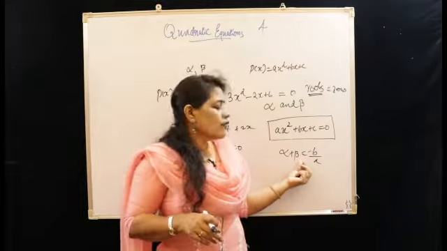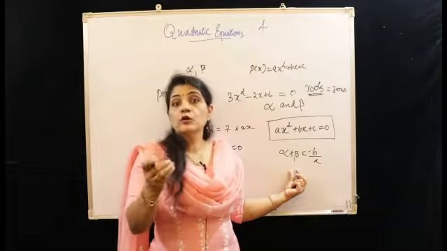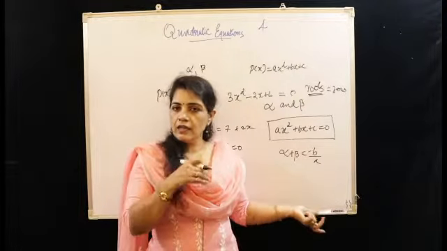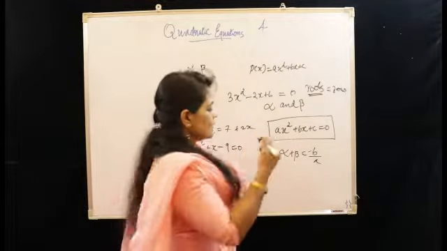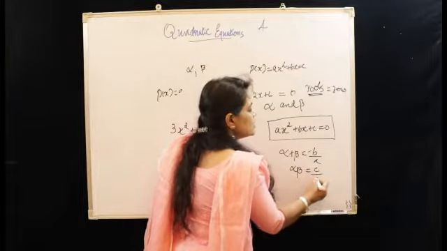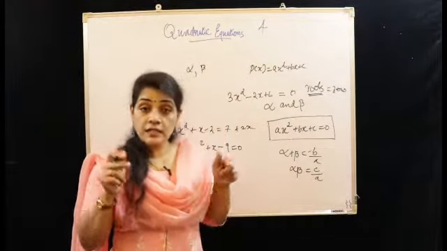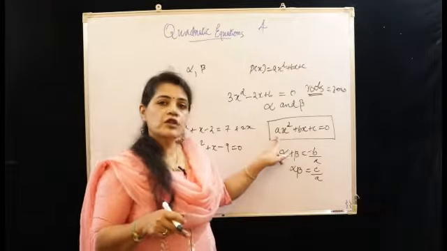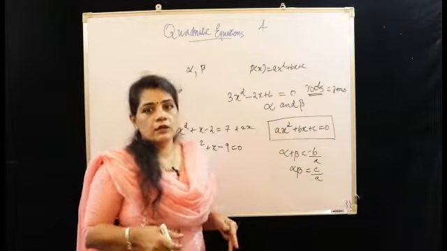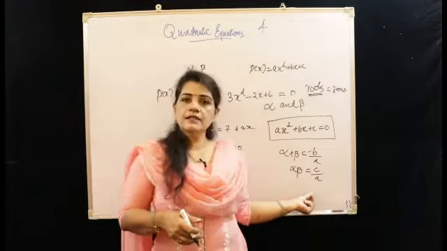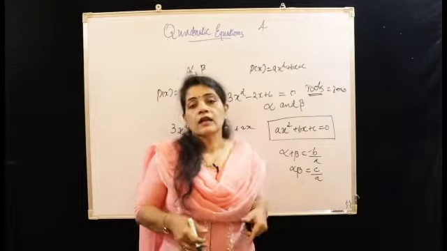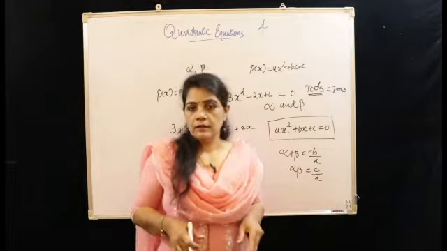So here alpha plus beta, that is the sum of the roots, will be equal to minus b by a, and that we have already seen in the polynomials chapter, the second chapter. And the product of the zeros, alpha beta, equal to c by a. That means the constant divided by the coefficient of x square. These all hold in the quadratic equation also. These things we have discussed in polynomials, and the same results we can apply here in the quadratic equation.